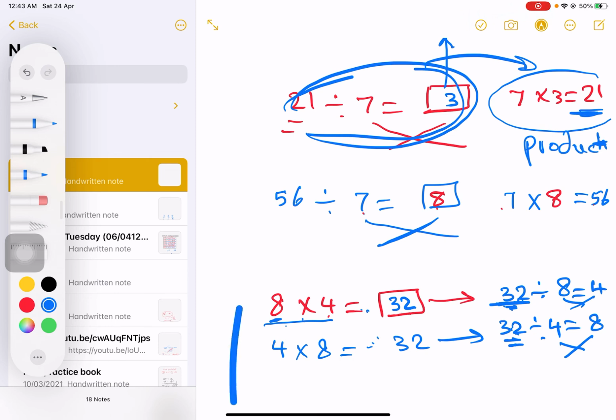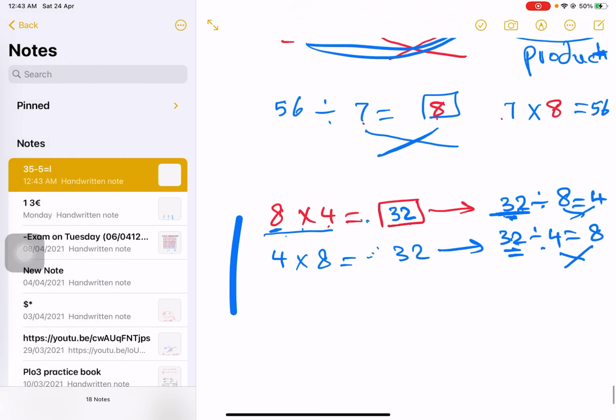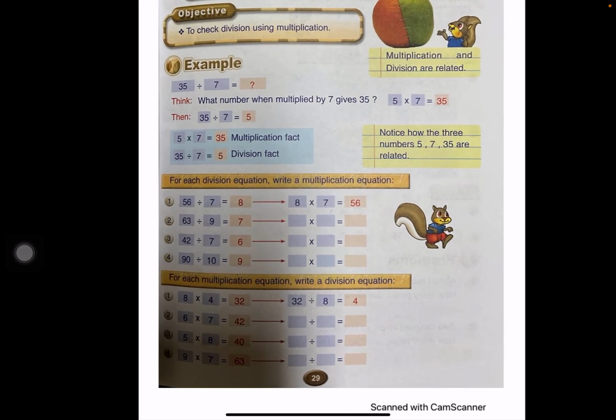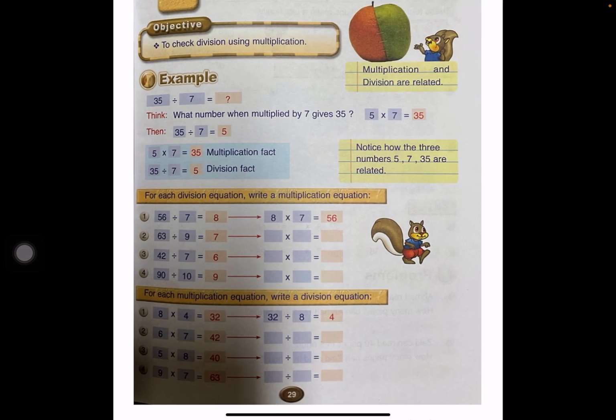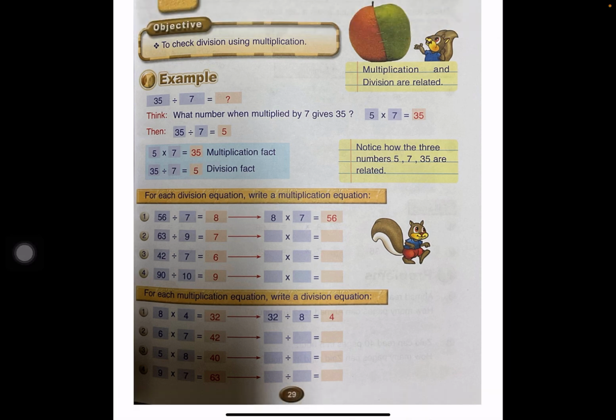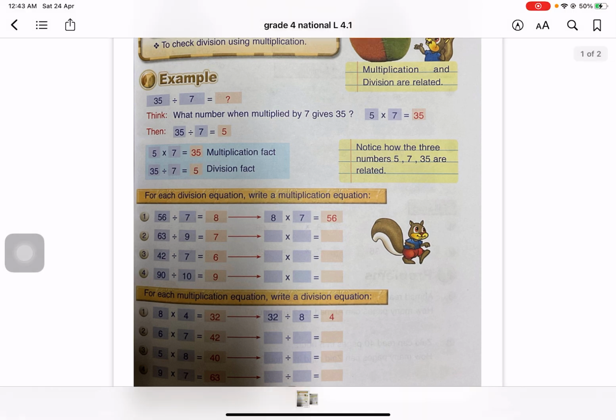Now let's go back to our book, page 29, and continue solving. For each division equation, write a multiplication equation. Each one division, I can write a multiplication sentence. They started number 1 and they solved it for us. 56 divide 7, the answer is 8. Why? Because 8 times 7 is 56.